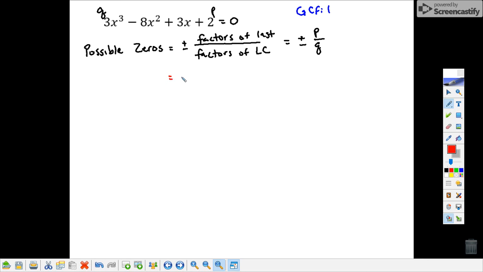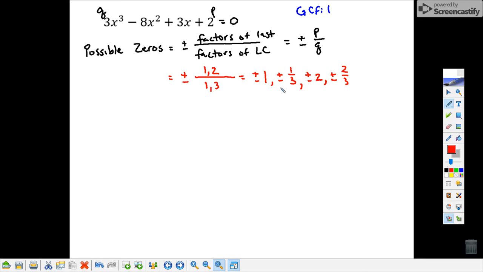So we have possible values of positive or negative. Now, the factors of 2 are 1 and 2. Factors of 3 are 1 and 3. Kind of boring. So in this case, we could have positive or negative 1 divided by 1, which is 1, or 1 divided by 3, which is 1/3. All these are positive or negative values. I could also have positive or negative 2 over 1, which is 2, or positive or negative 2 over 3, or 2/3.